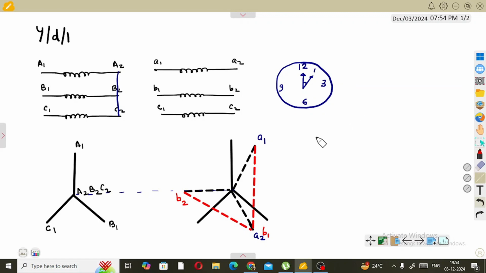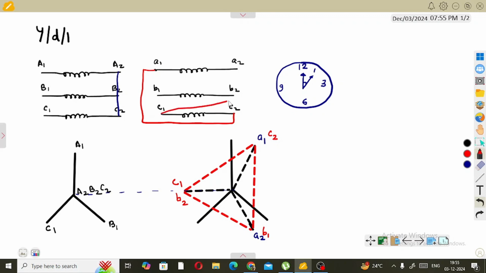So then I will take this and I will join this together, and it will be what? C1, and this will be my C2. If this is the thing, so I have to join this line together. So A1, C2. Where is my A1? A1. And then C2 is A1, C2, C1, B2, C1, B2, and A2, B1, and A2, B1. This gives you the vector grouping of Yd1.